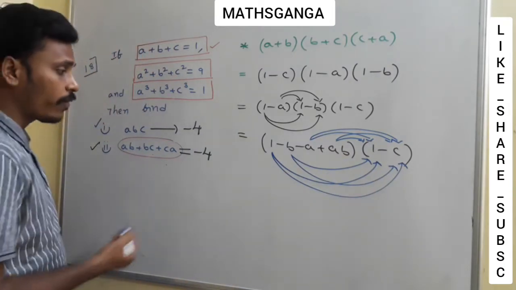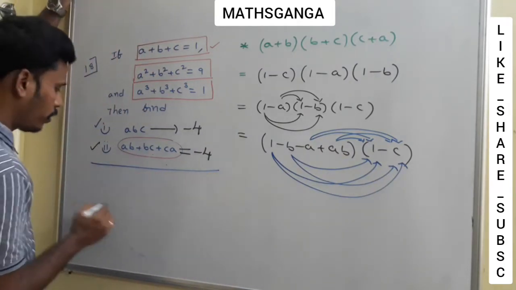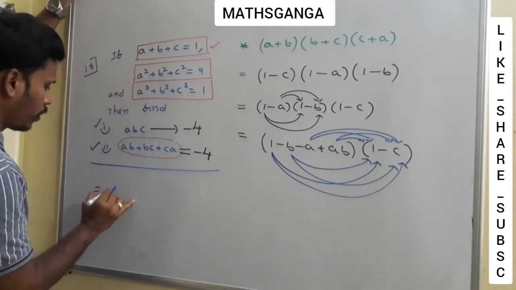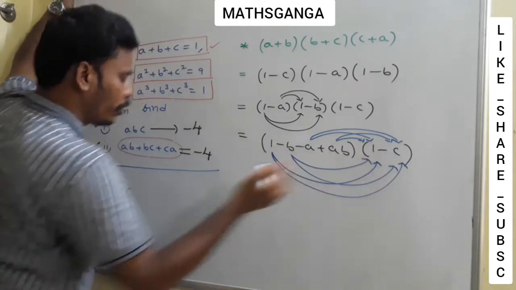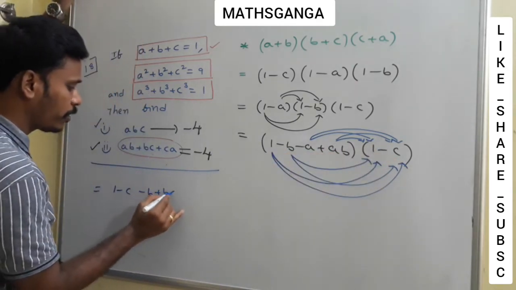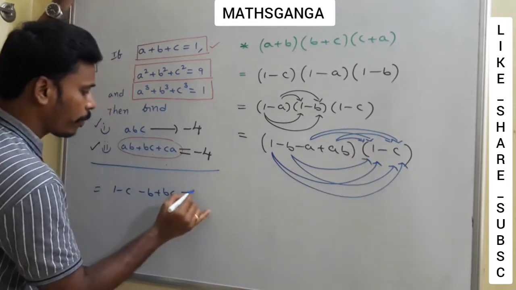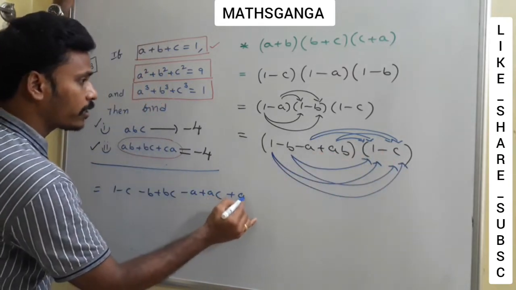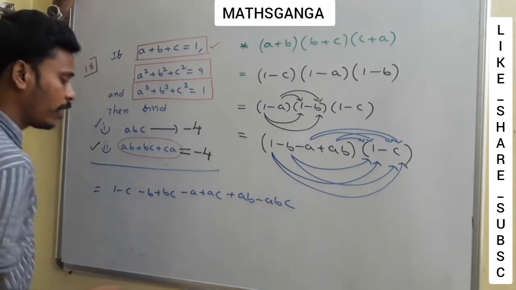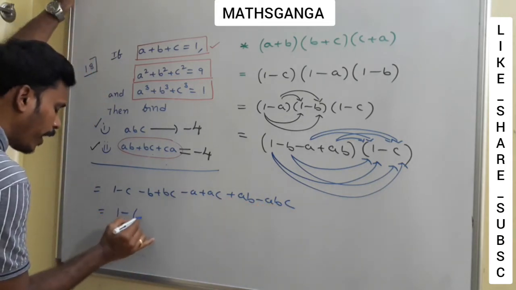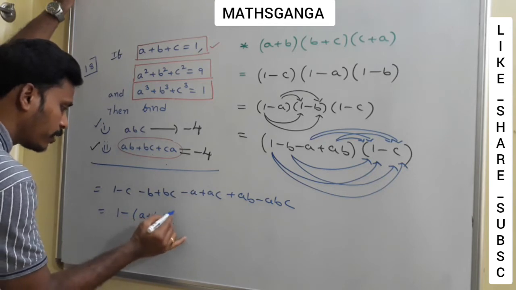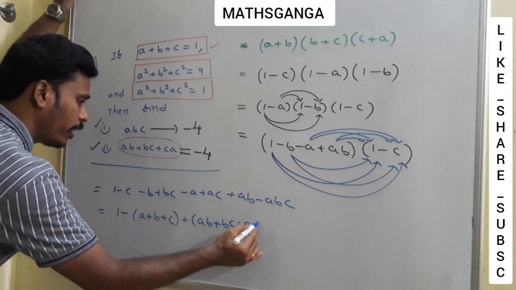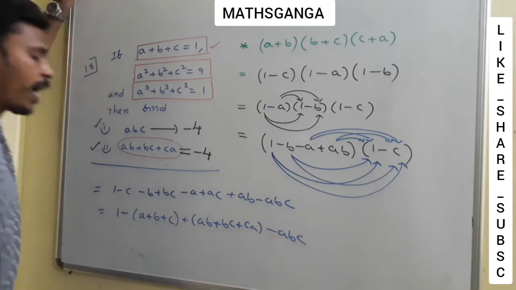So if you multiply, what will happen? See, very interesting if you look there. This is equal to 1 into 1 minus c, minus b into these two, minus b plus bc, minus a into these two, minus a plus ac, ab into these two, plus ab minus abc. If I rearrange it, I will get 1 minus of a plus b plus c, plus of ab plus bc plus ca, minus of abc.